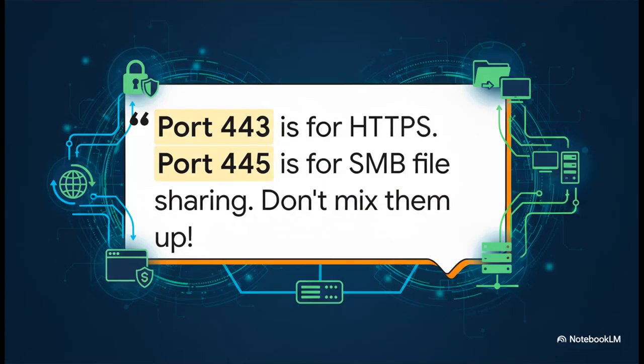And listen up, this is a huge exam tip. Write this one down. They love to put 443 and 445 right next to each other as answer choices, just to mess with you. The numbers are so close. Just burn this into your brain. 443 is for secure websites. That's HTTPS. 445 is for secure file sharing. That's SMB. Do not let them trick you on this one.